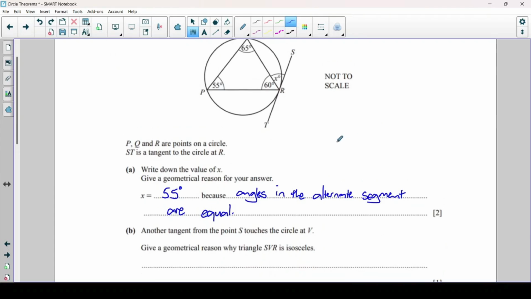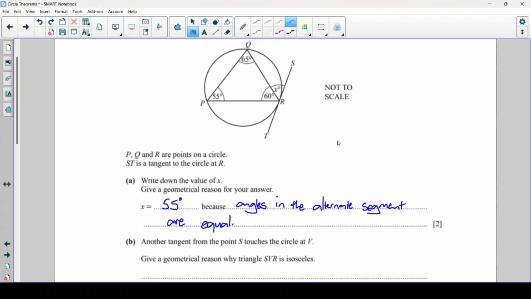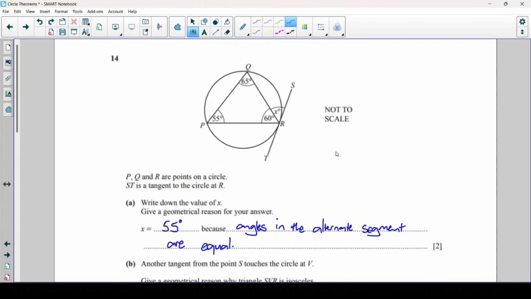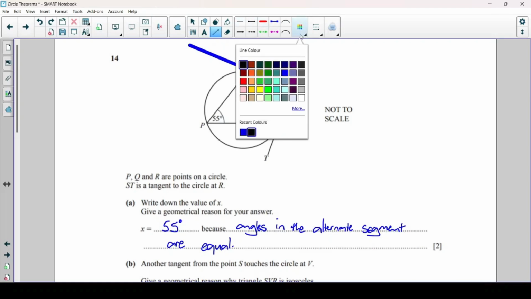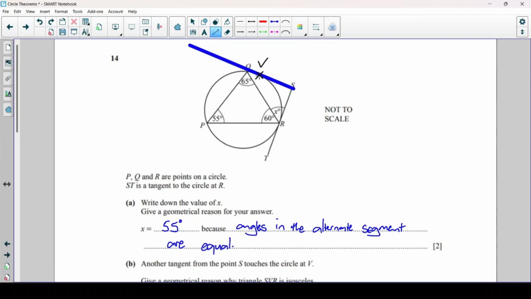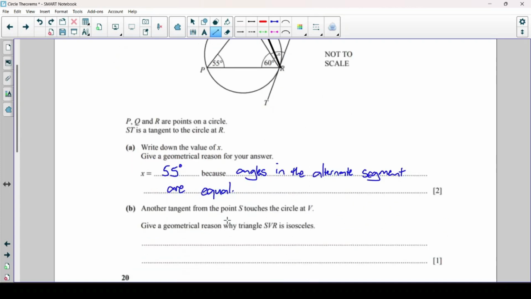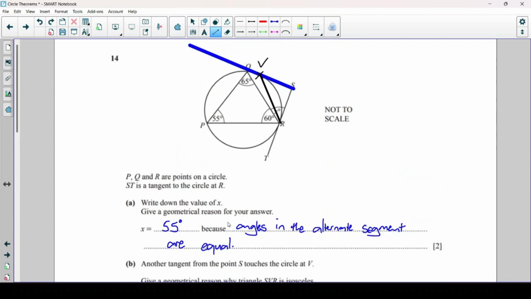Another tangent from the point S touches the circle at V. Give a geometrical reason why SVR is isosceles. Oh, okay, well let's try and sketch something like that. So here's our point V, and here's our triangle SVR.